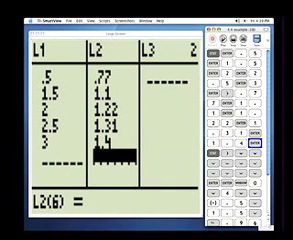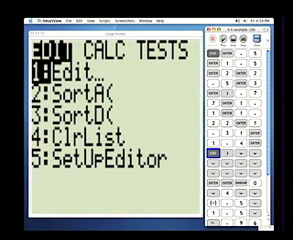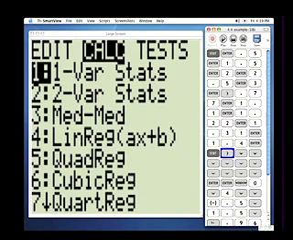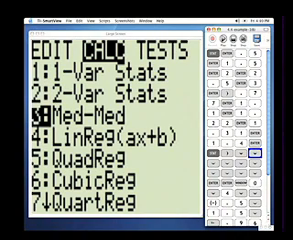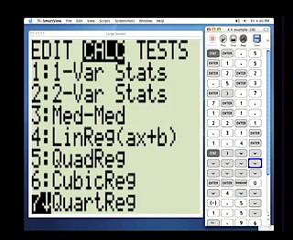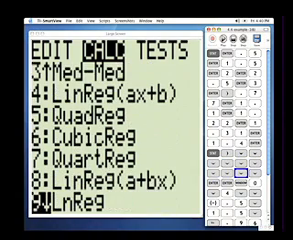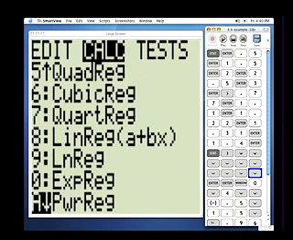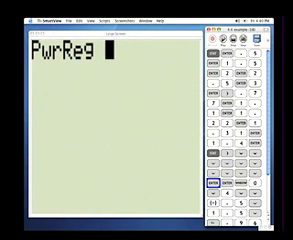Then what we need to do is click on the Stat button again, and we need to go over to Calc for Calculate, so click the right arrow over 1. But now we need to move all the way down to Power Regression, and you'll notice that we don't even see it yet, so we're going to have to move down 1, 2, 3, 4, 5, 6, 7, 8, 9, 10, and 11 spaces to get down to Power Regression. Now we click on the Enter key, and it says, okay, you want to do a power regression? And the answer is yes, we do.